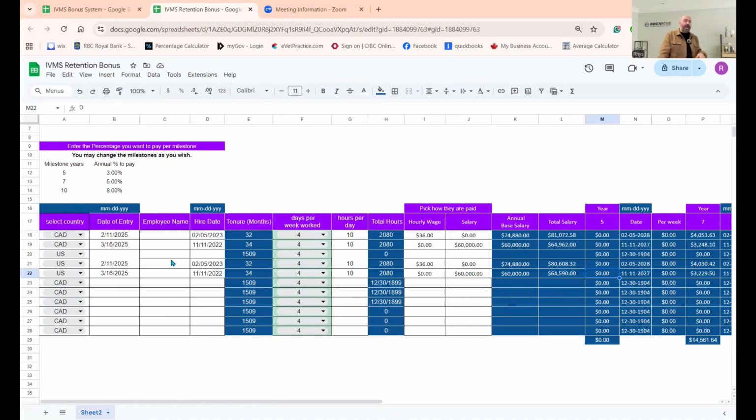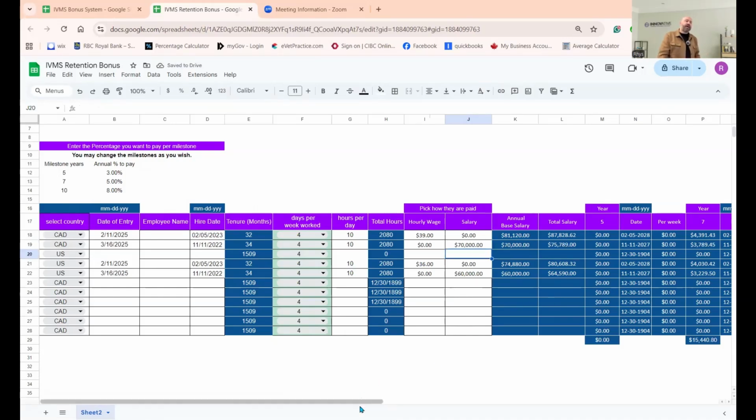What happens if they get a pay rise at any time? Well, if they get a pay rise, remember the date of entry is still today. It's still the date that you've put in there. The date of hire remains the same, right? Now you've got to change this pay rate. Let's say this person got a pay rise to, I don't know, $39, and this one got a pay rise to, let's call this 70,000. Now that has gone up.